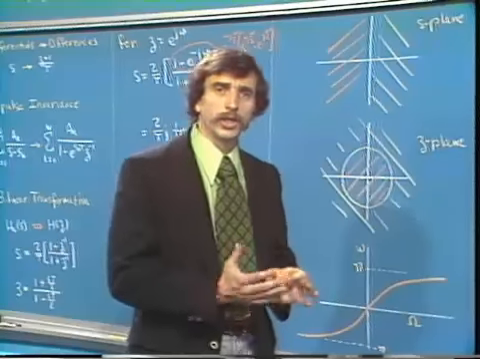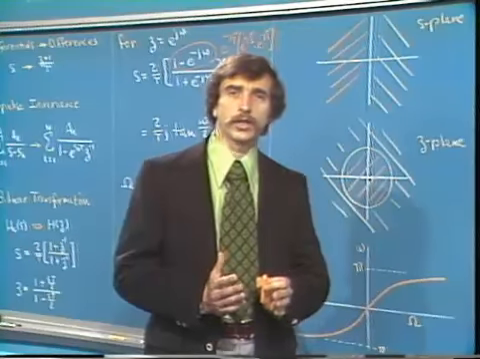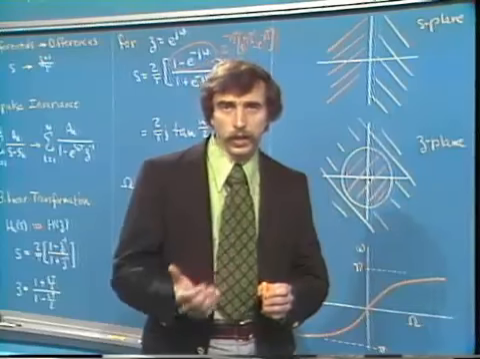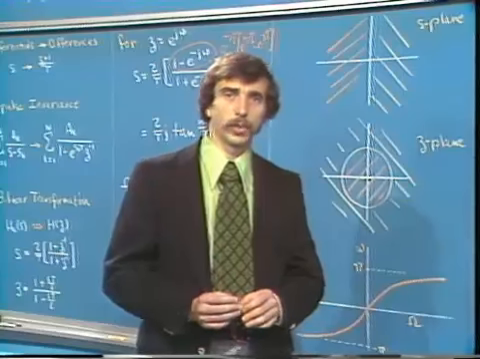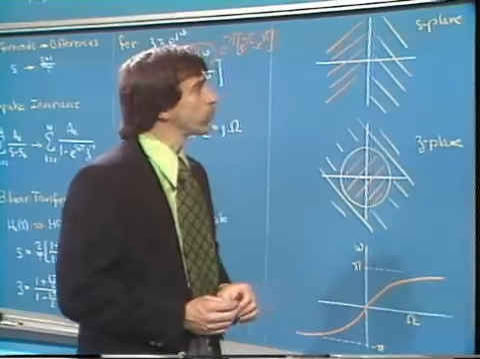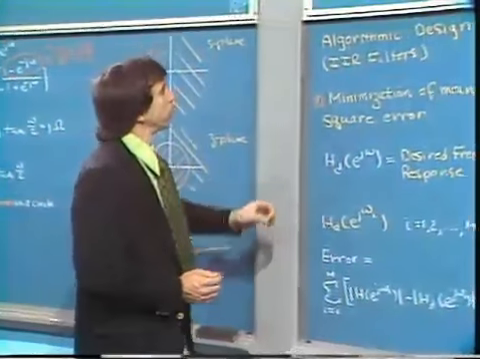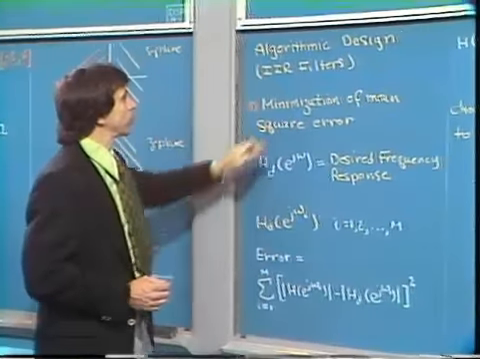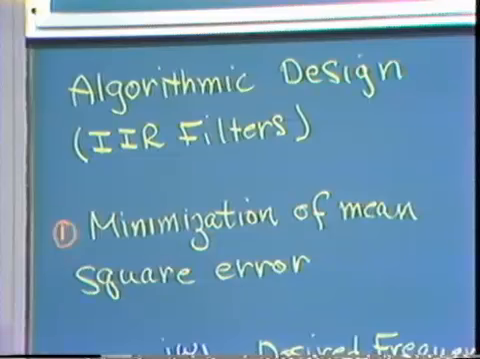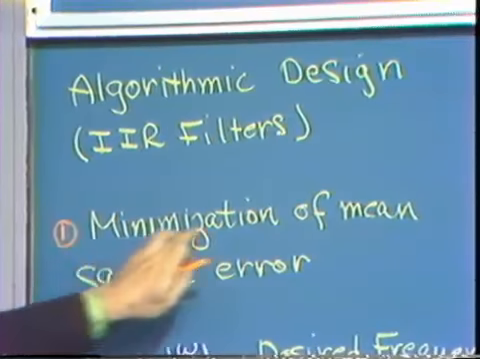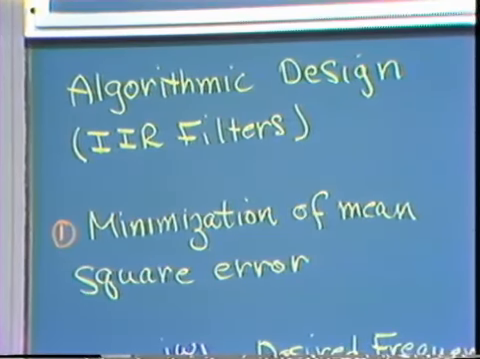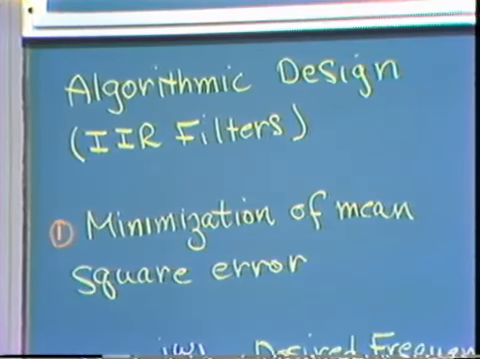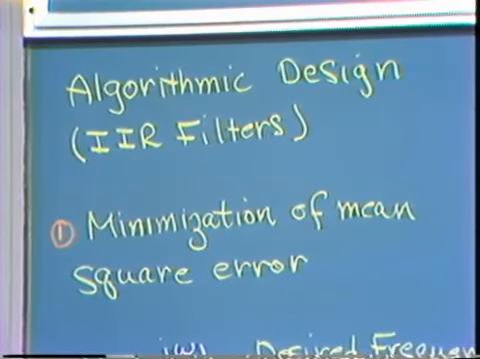Well, there are a number of techniques, actually a fairly long list, many of them simple modifications of others. There are only two that I want to point to in this lecture. When we talk about the design of finite impulse response filters, there are some additional algorithmic design procedures that we'll point to. Well, the first algorithmic design procedure, which I'm restricting in my discussion here to the design of infinite impulse response filters, is simply designing the filter to minimize the mean square error between the desired frequency response and the actual frequency response.